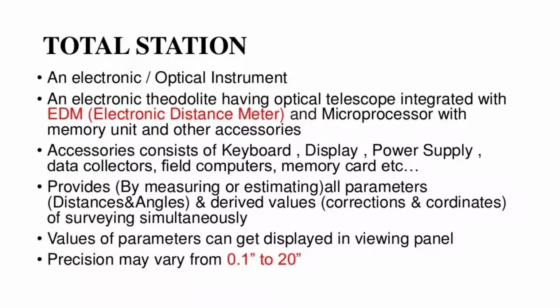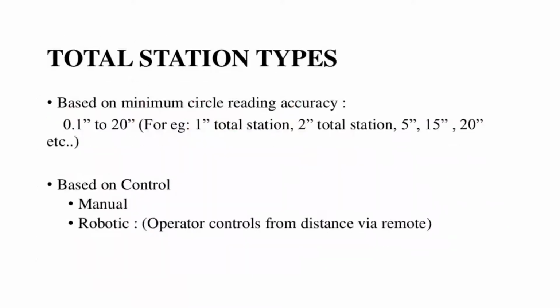Electronic theodolite having optical telescope integrated with the EDM, that means the electronic distance meter, and microprocessors with memory unit and other accessories. It consists of keyboard, display, power supply, data collectors, field computers, memory card, etc. It provides by measuring or estimating all parameters, that means distance and angles and derived values, corrections and coordinates of surveying record. Values of parameters can get displayed in viewing panel. Precision may vary from 0.1 second to 20 seconds.